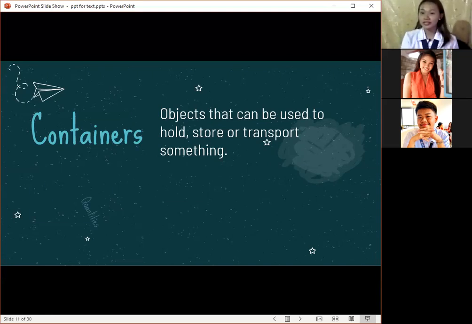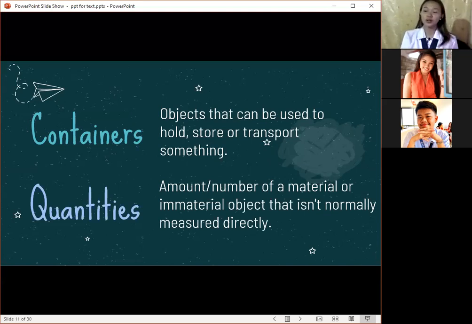And quantities are the amount or number of a material or immaterial object that isn't normally measured directly, like our first example, which is meat. Meat is not measured with its length or height or width. It is measured by its weight, right? And that is the kilo. So kilo is the quantity, and meat is the uncountable noun, right? Yes, ma'am.